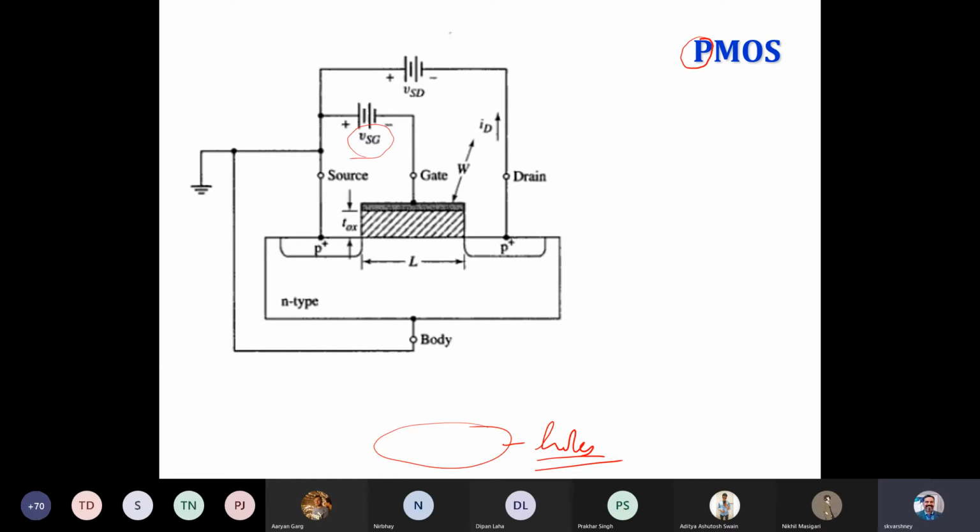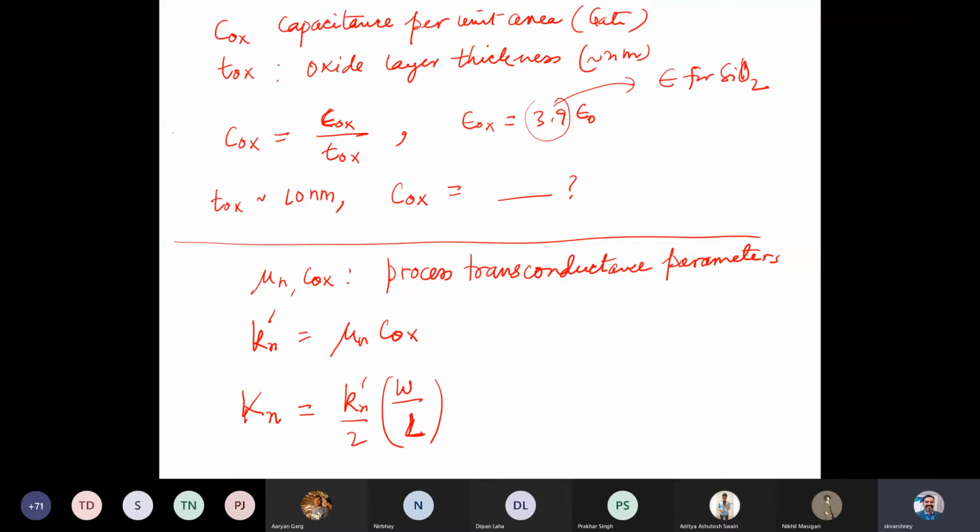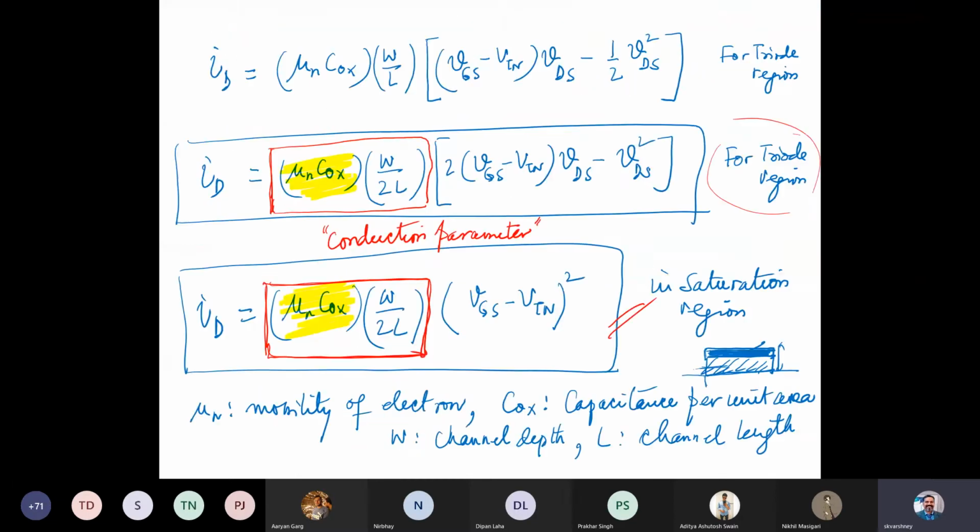Okay, so I'll continue with the... I think yesterday, I mean Monday, we wrote down the equation for drain current, for the non-saturation region and the saturation region, and this is for the NMOS. The same way, we can write down for the PMOS.